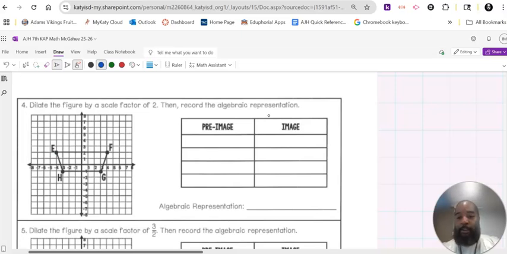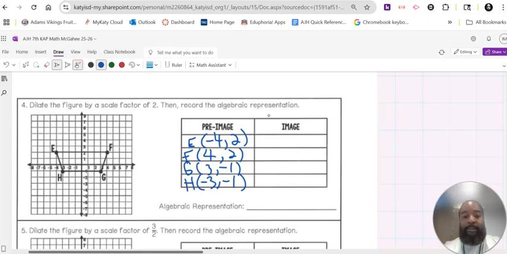So our original E is at negative 4 comma 2. Remember, x goes first. So E is at negative 4 comma 2. And I'm just going to go alphabetically. So E, F, G, H. So F is at 4 comma 2. G is at 3 comma negative 1. And H is at negative 3 comma negative 1.